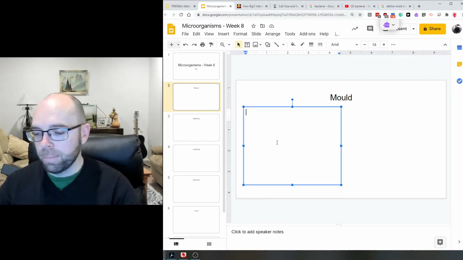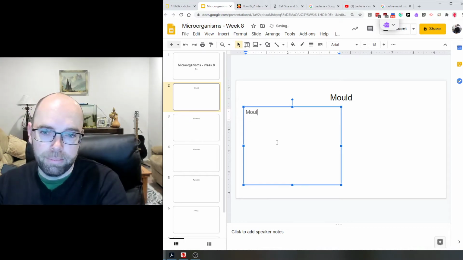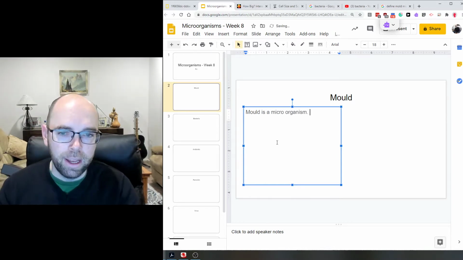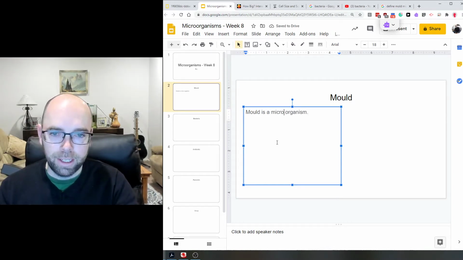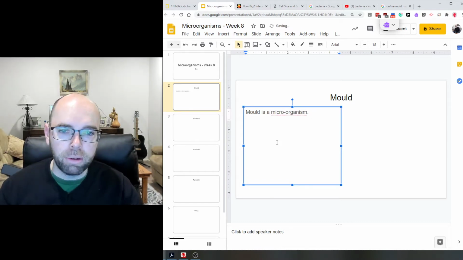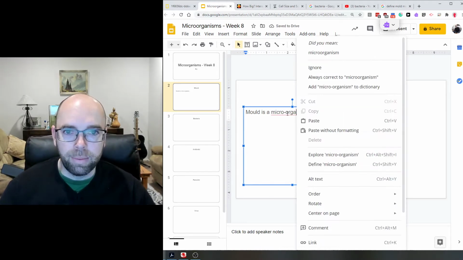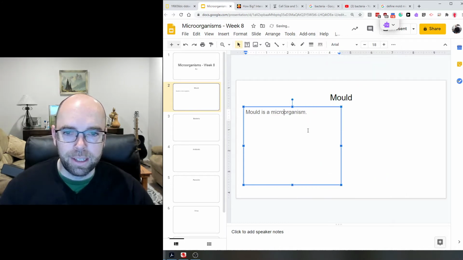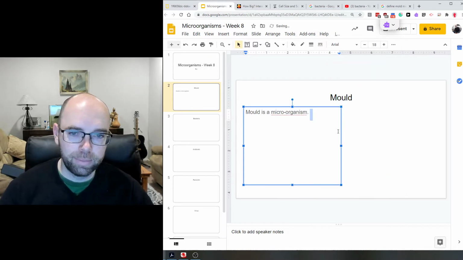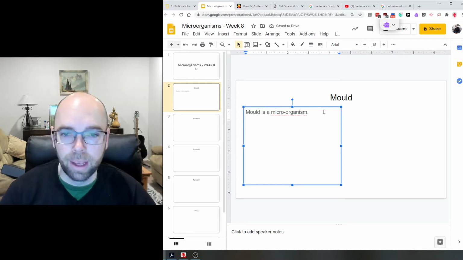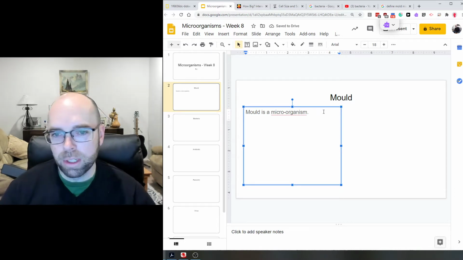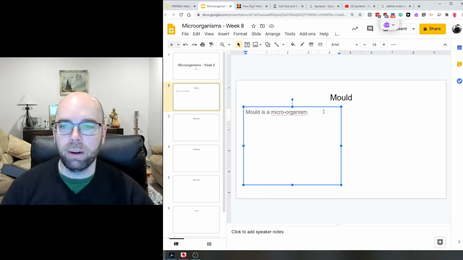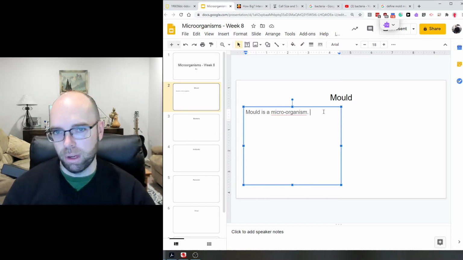So you might write something like this in there. Mold is a microorganism. Now we can hyphenate that if we'd like. Micro-organism. So you notice Google doesn't hyphenate it. It just depends, different places do, different places don't. But mold is a microorganism, but there's more than just that. Well, what else is mold? What other features of mold did we have?